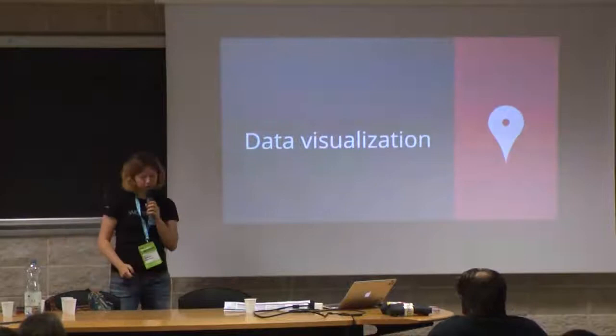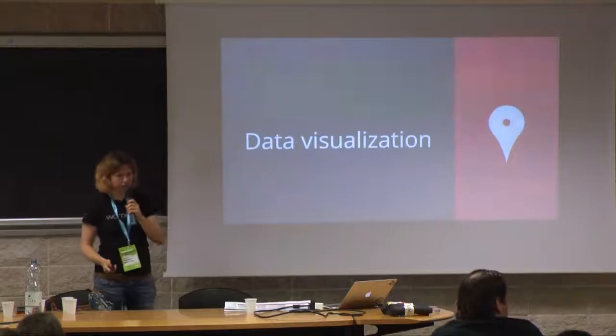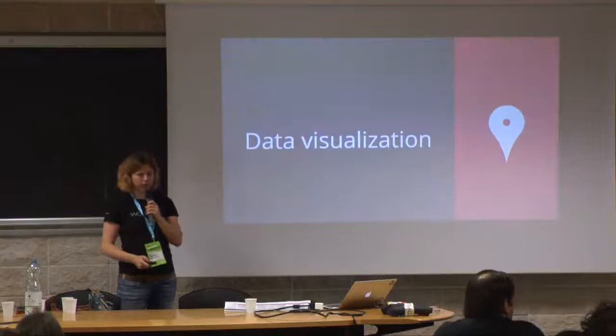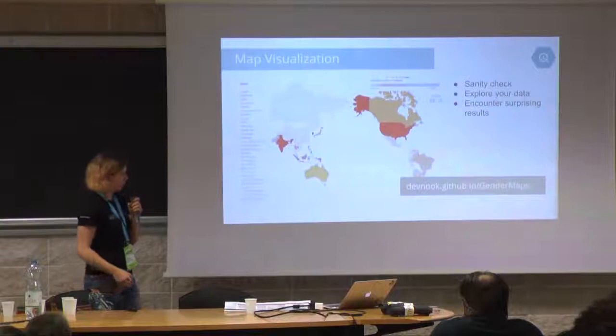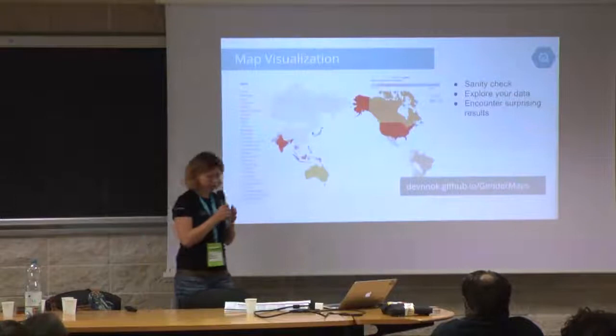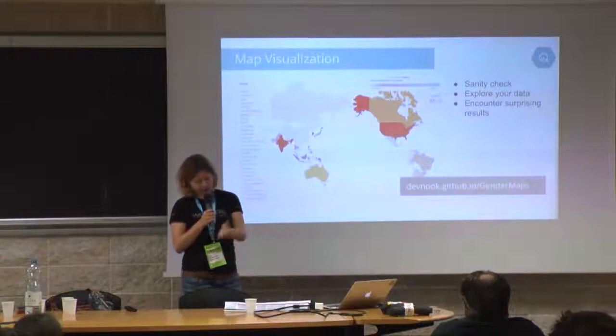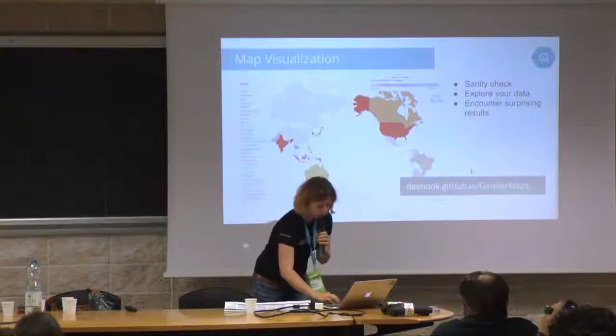So we're going to talk about data visualization. Queries were interesting. Charts were even more interesting. But actually, sometimes you just want to take a broad overview of your data, especially if you're not very familiar with your data source at the beginning. With the data that Felipe extracted with all those queries you saw in the presentation, we prepared a demo for you. You can find it at this address, devnook.github.io/gendermaps. And in this demo, I just plot the data from Freebase crunched by BigQuery into the Google Map to draw some general conclusions. Let's have a look.